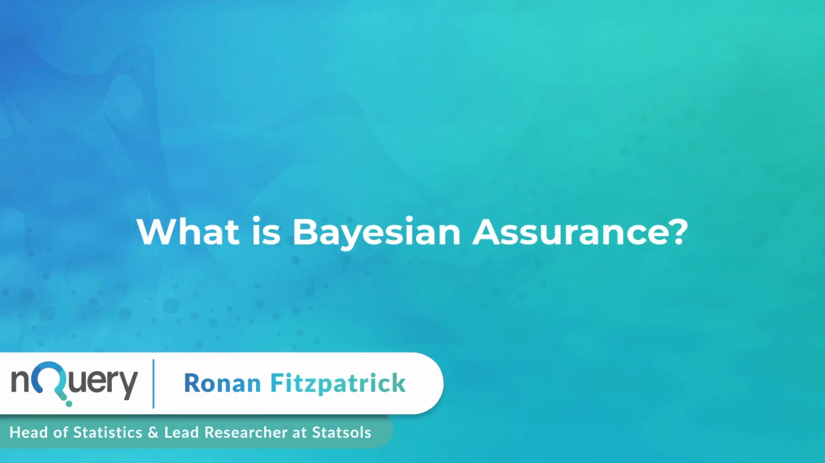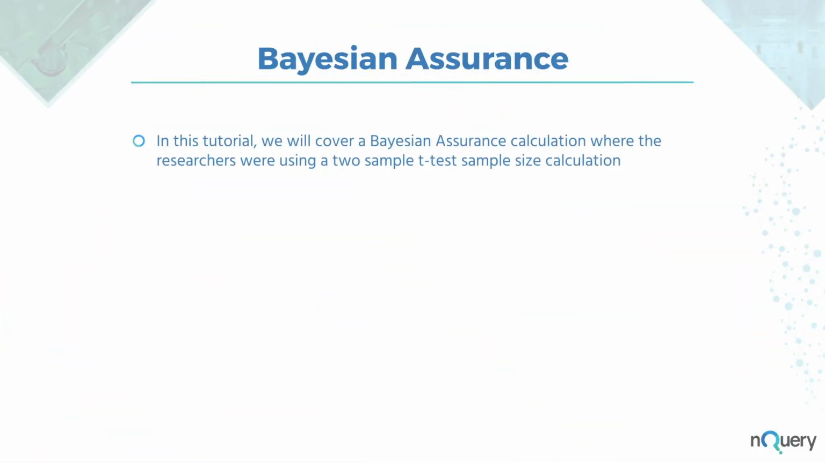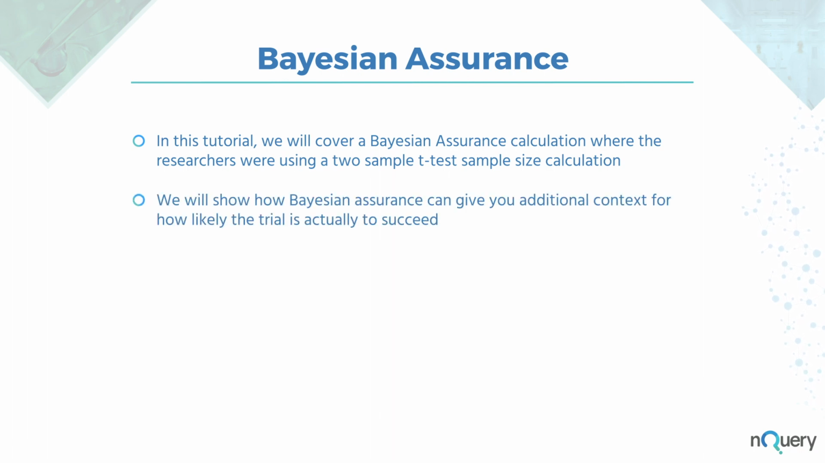Welcome to this tutorial for Bayesian Assurance in nQuery. In this tutorial, we will cover a Bayesian Assurance calculation where the researchers were using a two-sample t-test sample size calculation, and show how Bayesian Assurance can give you additional context for how likely the trial is actually to succeed.